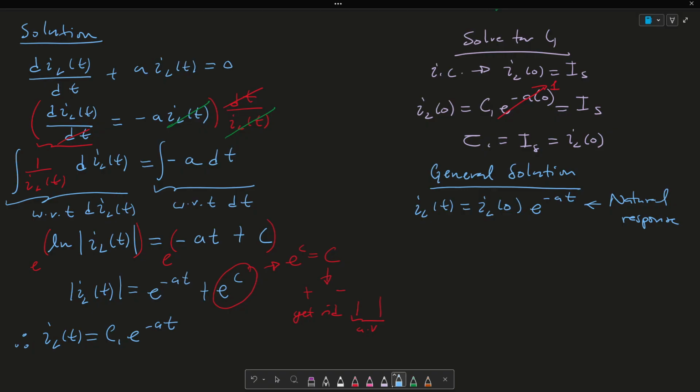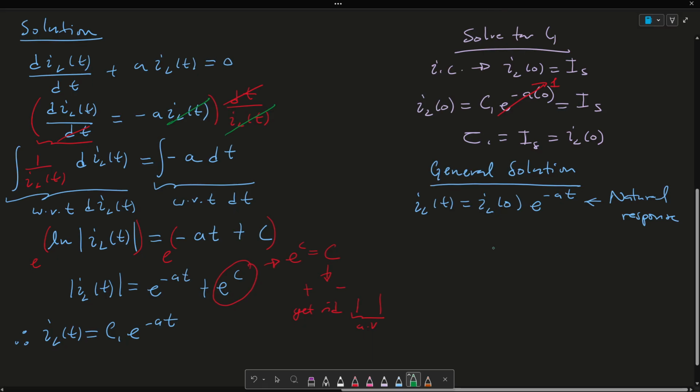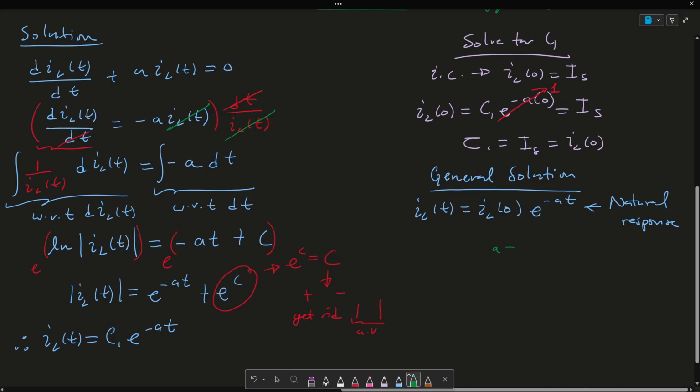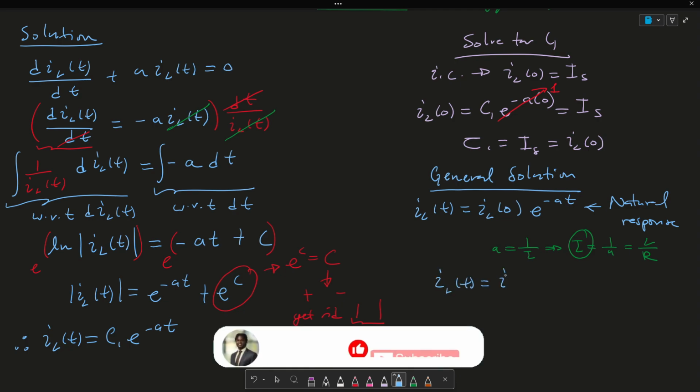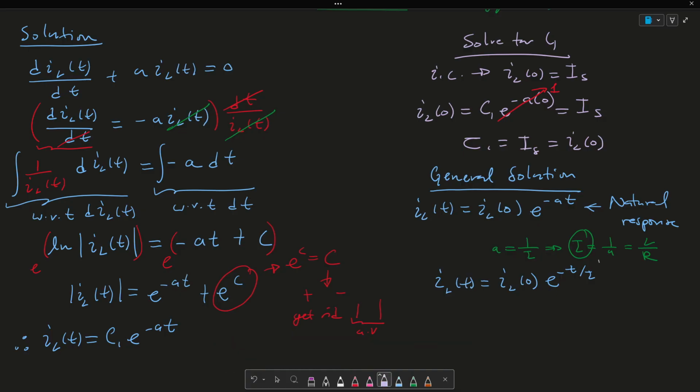So essentially now we know that A is equal to 1 over tau, or again, tau is equal to 1 over A, which is equal to L over R. Again, this is your time constant. So we can go ahead and replace A with tau. So IL of t is equated to IL of 0 e to the minus t over tau. And this is our solution.